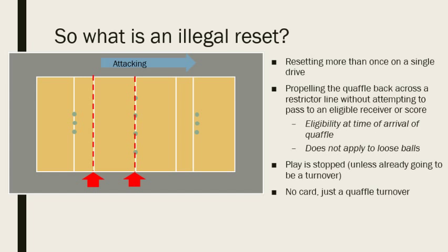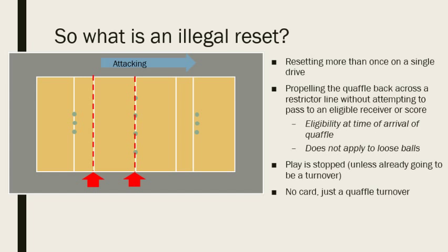The second way you can have an illegal reset on this is if you propel the quaffle back across the restrictor line without attempting to pass to an eligible receiver or to score. So this flows on from what the previous illegal reset rule was. It hasn't changed. So if you pass back to someone who's eligible when the quaffle arrives, that's fine. However, it does still count as your one reset. Okay, so you can't pass it back an infinite number of times. You can only pass it back once. But if you do pass it back, you're fine.